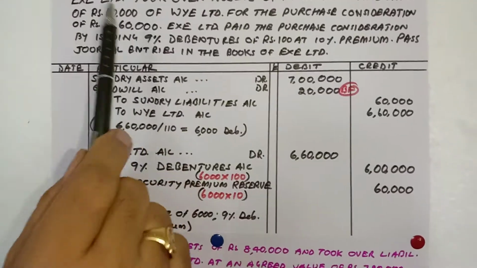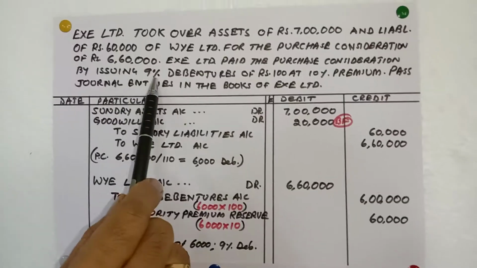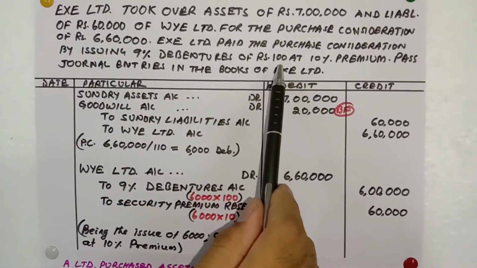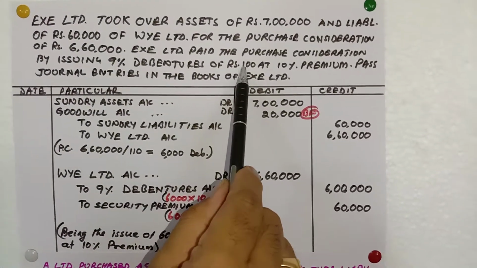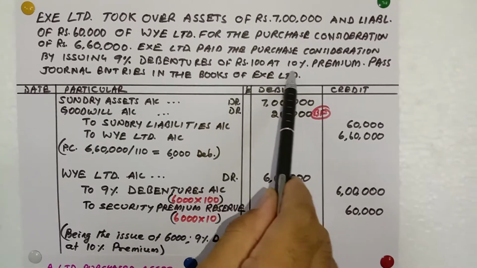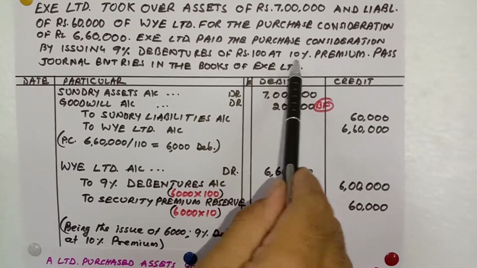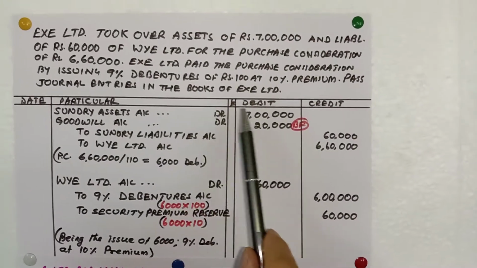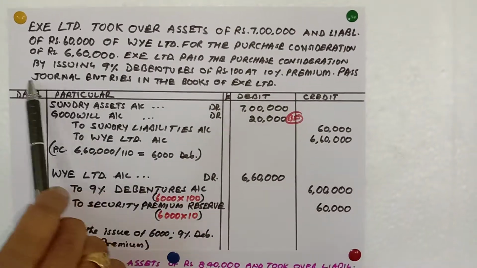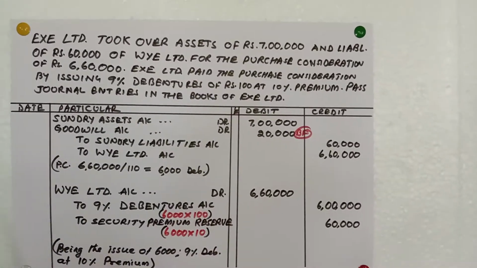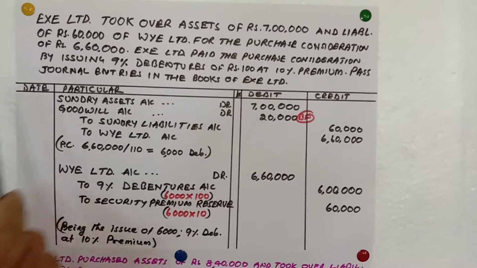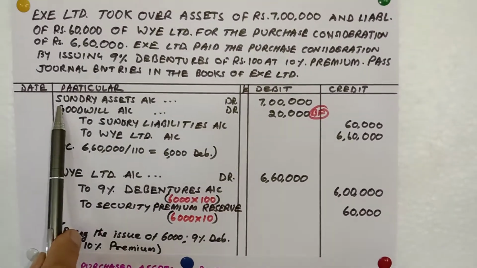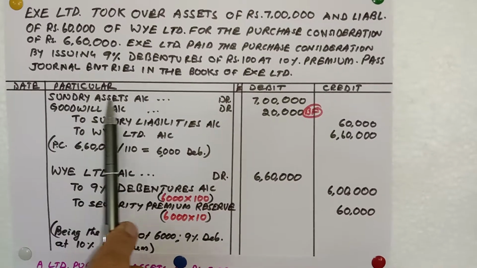That means the rate of debenture is 9%. Okay, then the cost of debenture is 100 rupees and premium on debenture is 10 rupees. But we are only writing the issue entry, not the redemption entry. Pass journal entry in the following books. Now, for consideration other than cash, since they are buying all the assets, so write assets account debit.